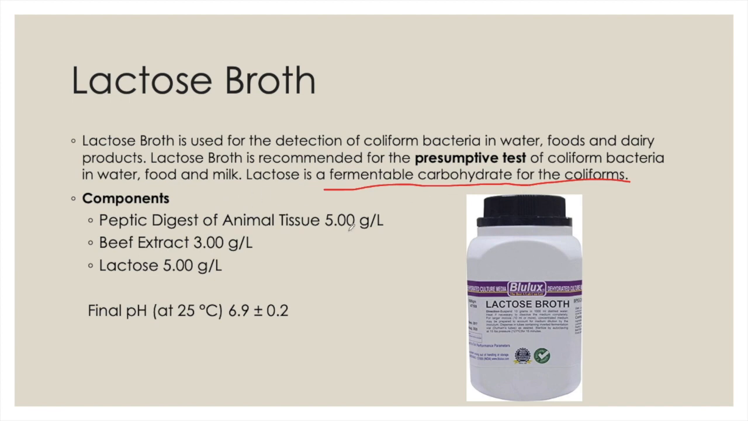Components of it are, this can be useful to you. Components of lactose broth are peptic digest of animal tissue, that is 5 gram per liter, beef extract, that is 3 gram per liter, and lactose 5 gram per liter. So you can see the constituents consist of animal tissues, beef extract and lactose. The final pH obtained from the lactose broth is 6.9 plus minus 0.2 at 25 degrees Celsius, and in the presence of coliform bacteria there will be formation of acid, so the pH will go lower than this.